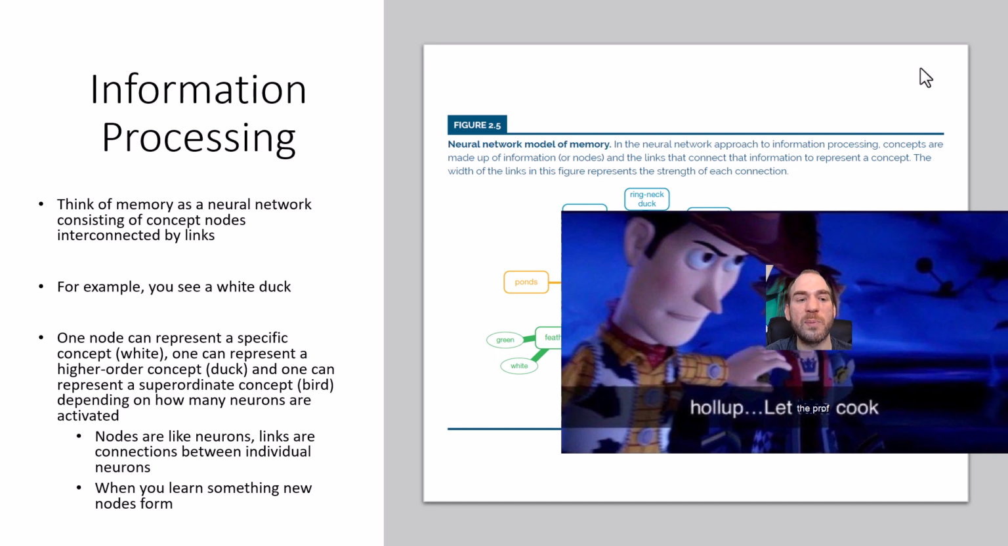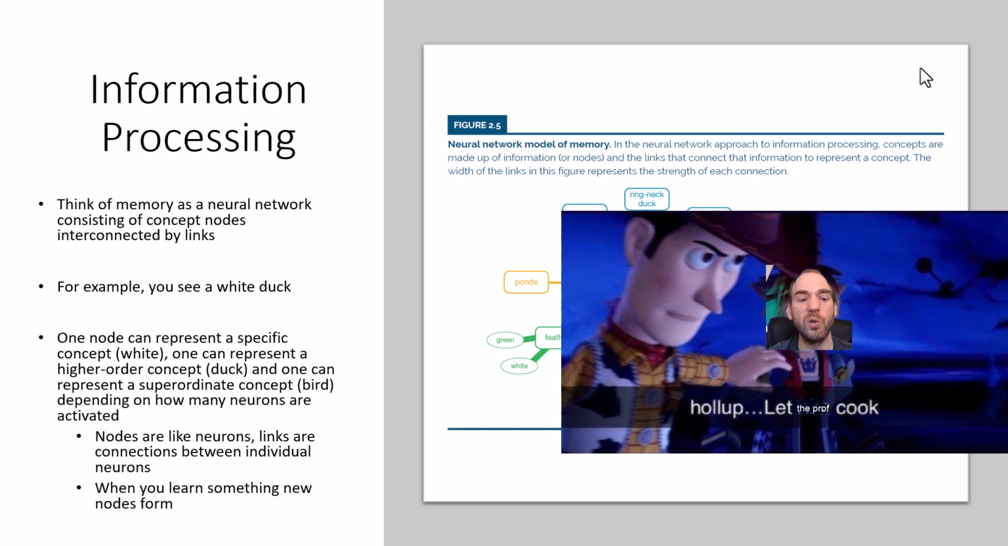One node can represent a specific concept, such as the color of the duck being white. One can represent a higher order concept, such as duck. One can represent a superordinate concept, such as bird, depending on how many neurons are activated. Nodes are like neurons, and links are connections between individual neurons.